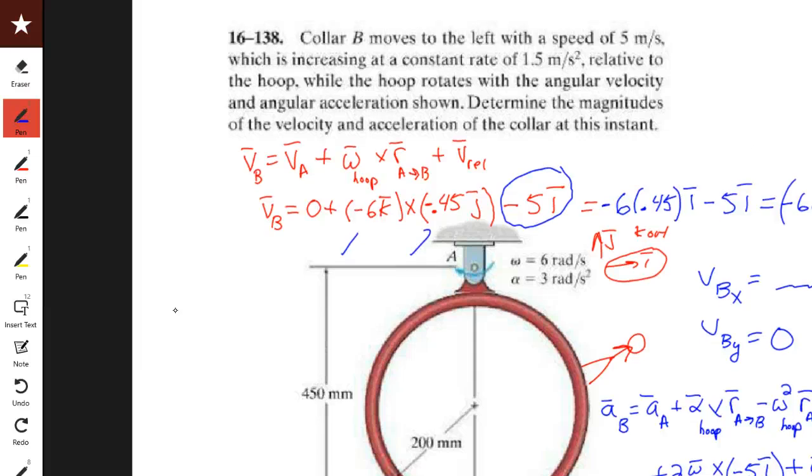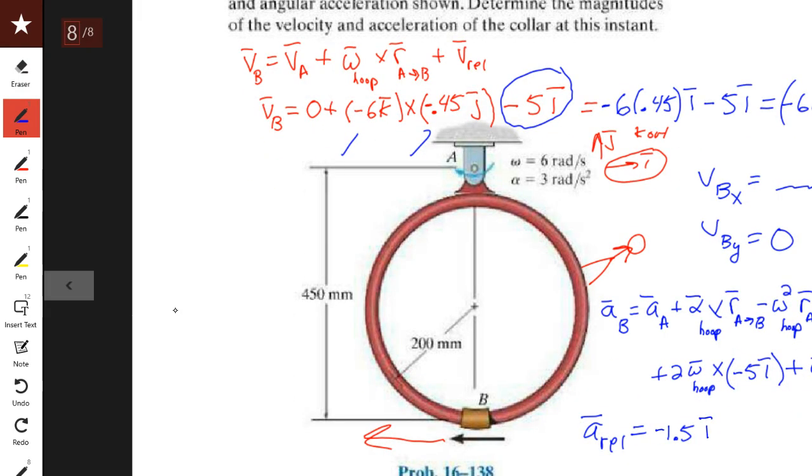The normal component of acceleration is speed squared divided by radius of curvature. So speed is 5, so speed squared is 25, divided by the radius of curvature. I'm using meters here, so that would be divided by 0.2. V squared over rho. And the direction is always inward to the path. Inward is this direction right here, which is the positive j, so this would be plus j.